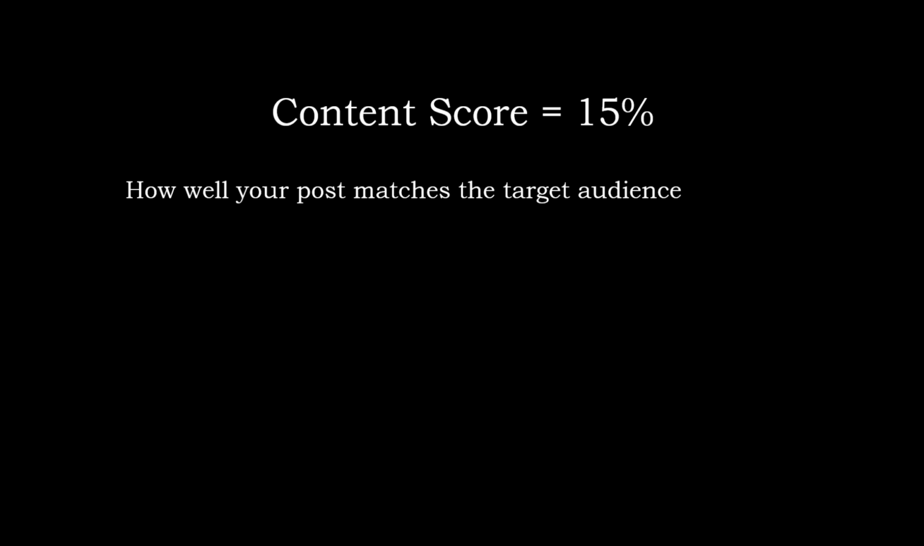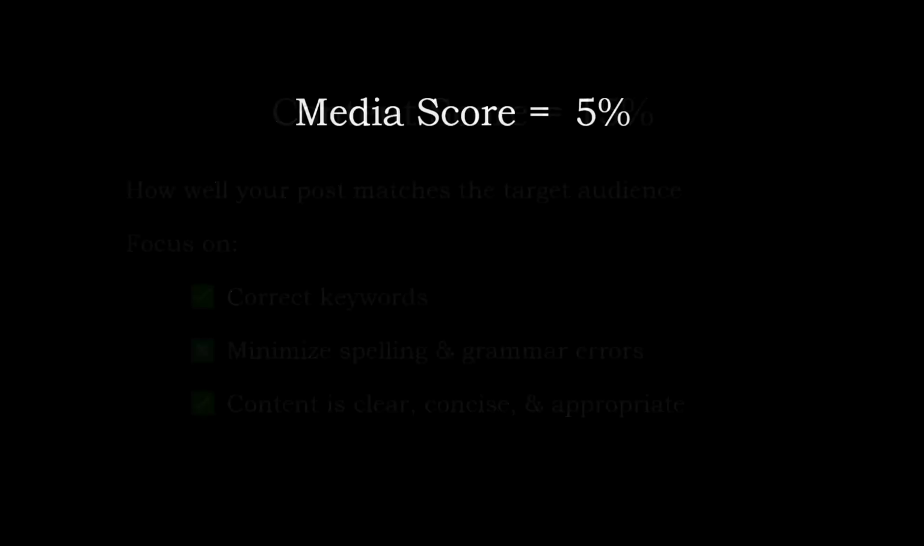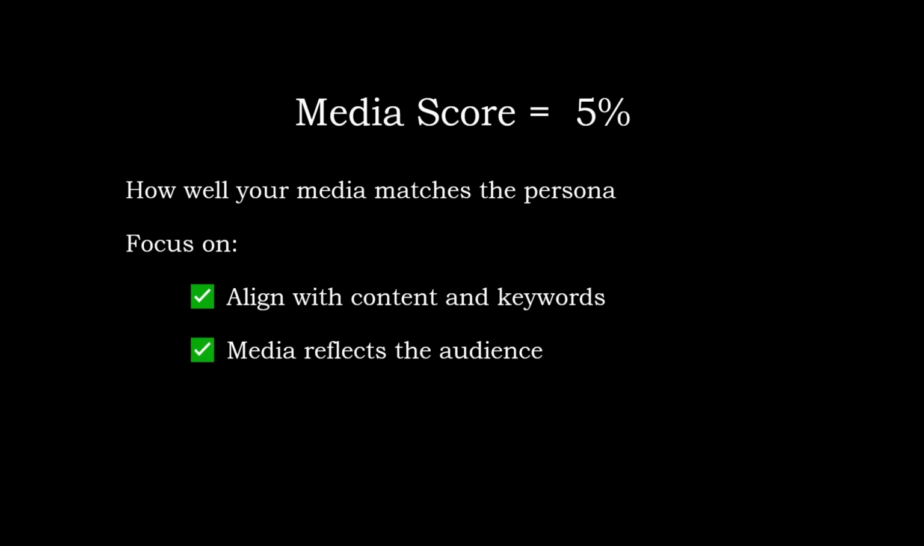The content score depends on how well your post matches the target audiences you're focusing on. This includes whether your keywords reach your specific audience, and also if there are spelling or grammar errors. Make sure your content is clear, concise, and appropriate for your audience. The media score is determined by how well your media, like images or videos, matches the specific persona you're targeting, as well as how well it aligns with your content and keywords. Ensure that your media reflects the audience and supports the message of your post.